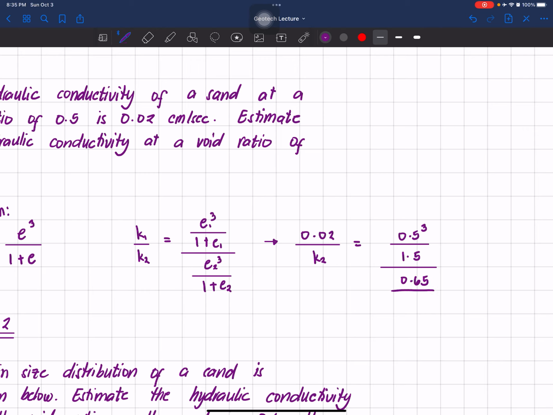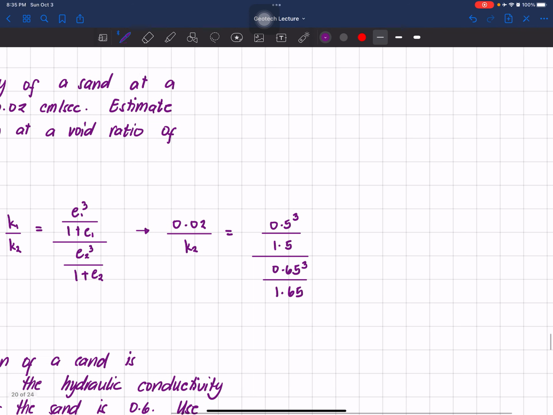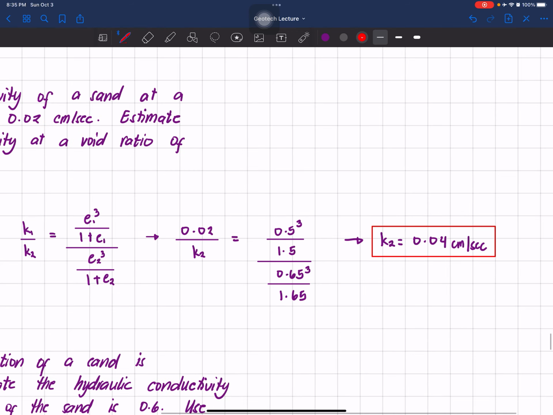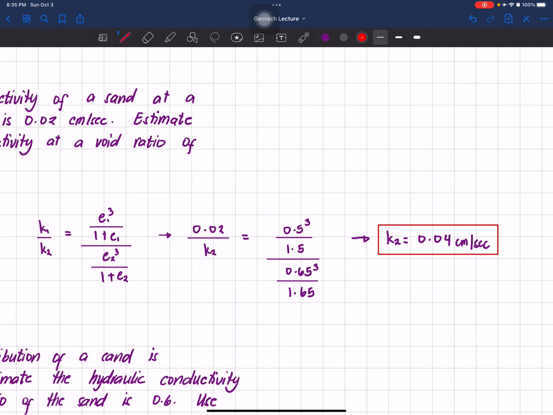Solving this, your K2 will now be equal to 0.04 cm per second. So that is the final answer for this one. As easy as that. If you are only asked to estimate, we can use ratio and proportion, as long as the elements are given. As long as there are given elements, we can use ratio and proportion.